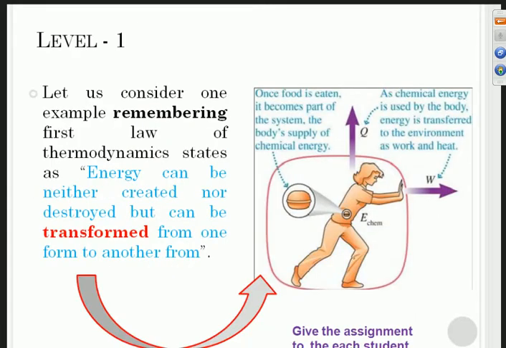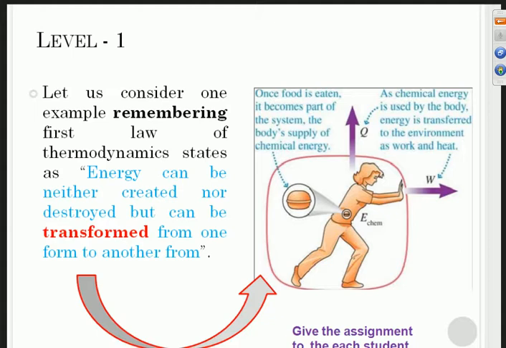Now let us consider level 1, how we are going to address it. Recollecting the statement, that is, remembering the first law of thermodynamics: energy can be neither created nor destroyed, but can be transformed from one form to another form. When we state this, he will learn it by heart or he will try to understand on his own to a certain extent.